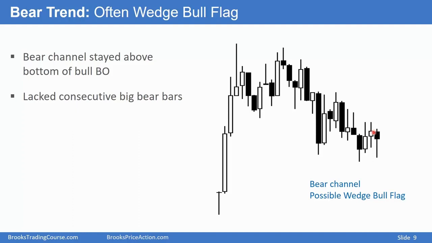This might be, in fact, a wedge bull flag. 3 pushes down, 1, 2, 3, and the odds are the bulls will get trend resumption up. A bear leg in a bull flag is more likely than the start of a bear trend.